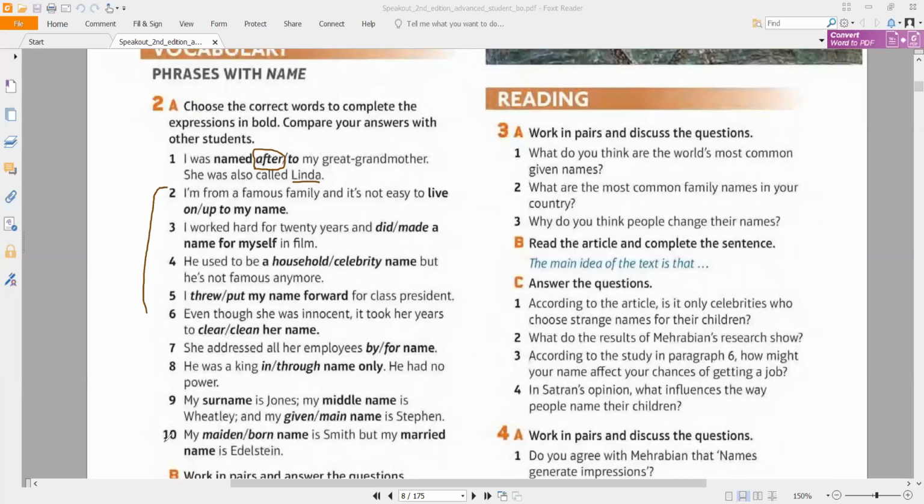So I want you to look at the phrasal verbs in sentences 2 to 10. Take your time, take half a minute, then we will discuss them all together.